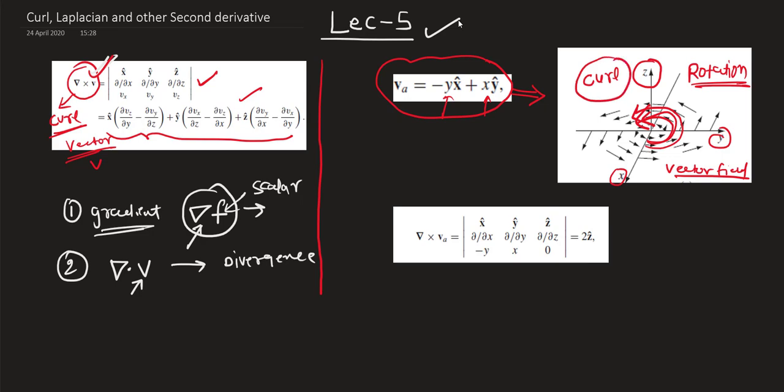So when you are taking curl, del cross B, as we see, the cross product gives you a vector. Yes, the dot product gives you a scalar, but the cross product gives you a vector. So this is the intuition. Now if you calculate this curl mathematically by this expression, then you will find this expression as 2z cap.